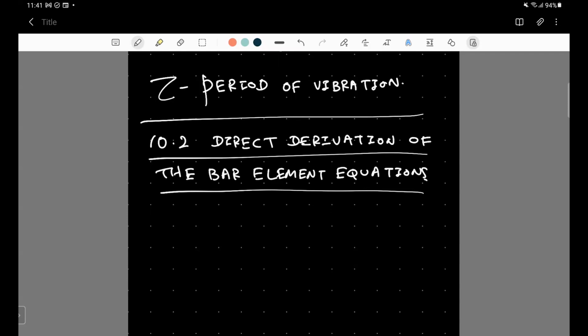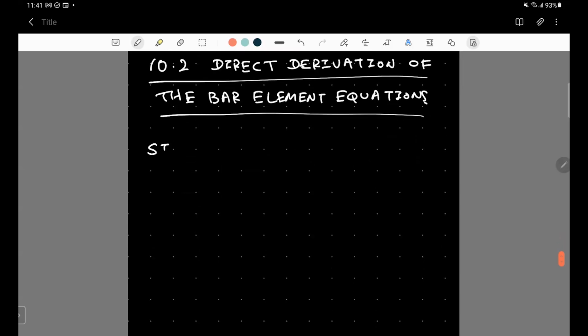It should be noted that the steps that we will be using for deriving the dynamic equations are the same as those used for deriving the static equation. So only minor changes will be required, and I will highlight whenever these minor changes appear. Our first step, as always, is to select the element type.